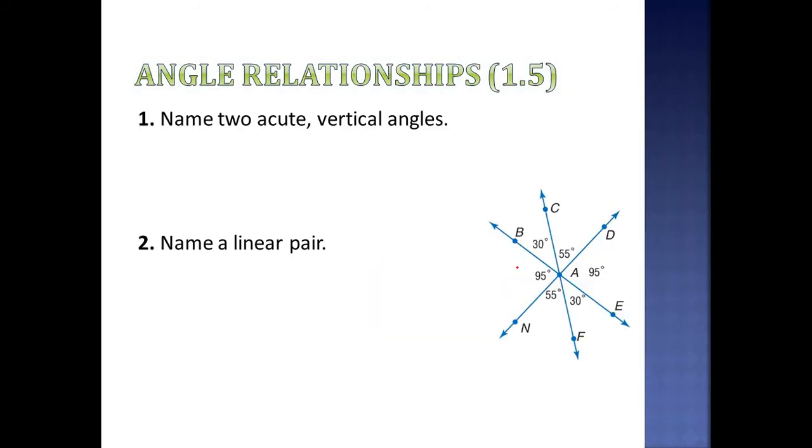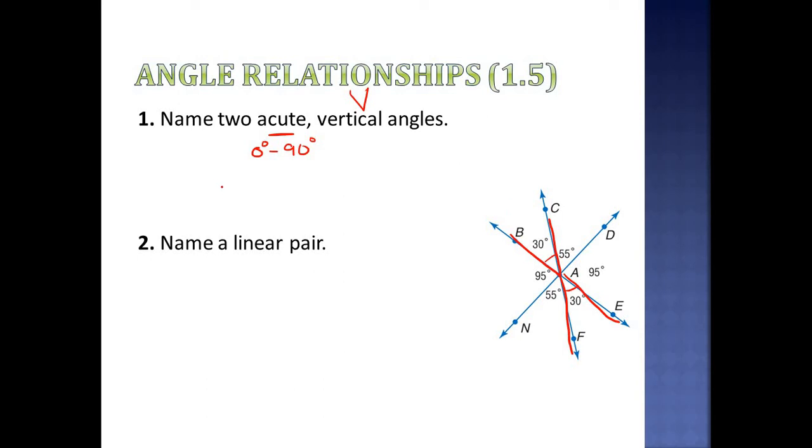All right, some examples here. Number one, name two acute vertical angles here. Acute, we're looking for something that measures between 0 degrees and 90 degrees. So let's look here. Well, we have a 30 degree angle here, angle BAC. Vertical angles, think they form a V. Do lines CF and BE intersect? Well, yeah, they do. They intersect at A, and they form these angles right here, angle BAC and angle FAE. They are congruent, and they are vertical.